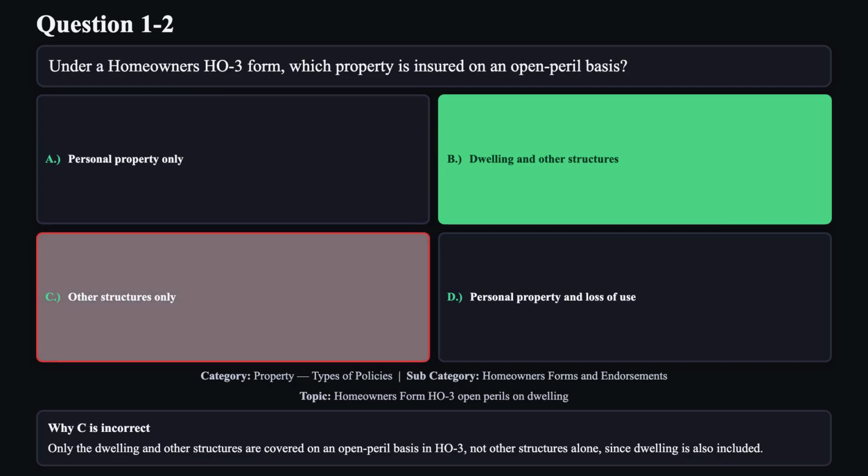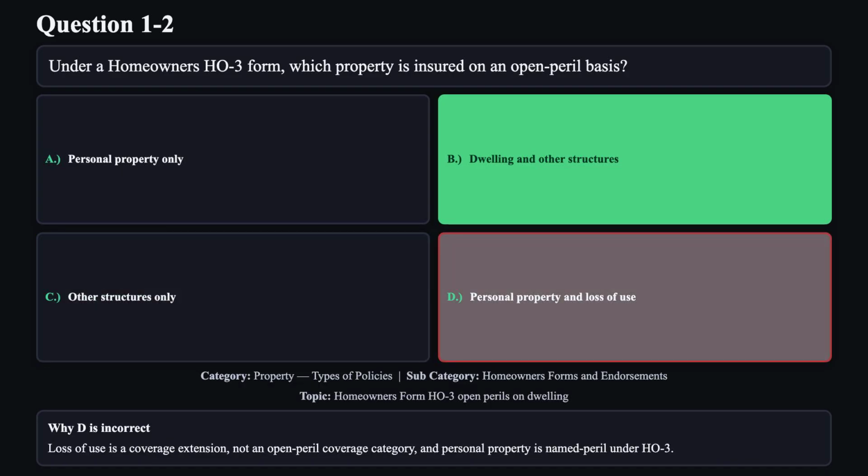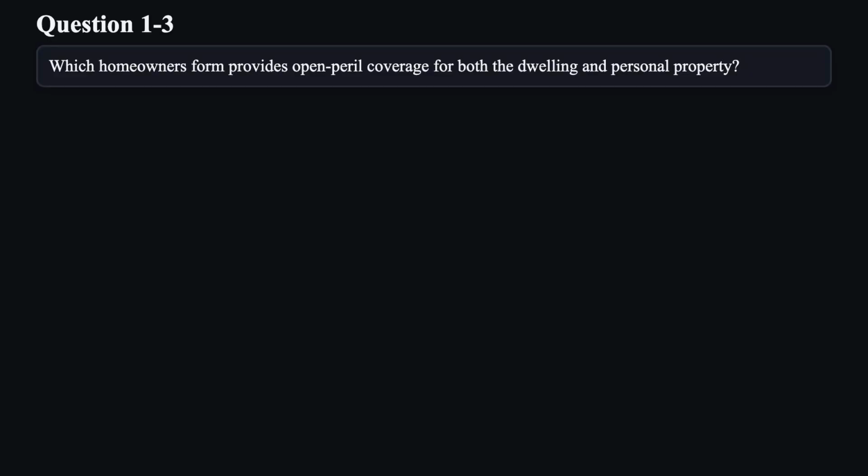Only the dwelling and other structures are covered on an open peril basis in H-03. Not other structures alone, since dwelling is also included. Reason D is not correct. Loss of use is a coverage extension, not an open peril coverage category, and personal property is named peril under H-03. Question 3. Which homeowner's form provides open peril coverage for both the dwelling and personal property?